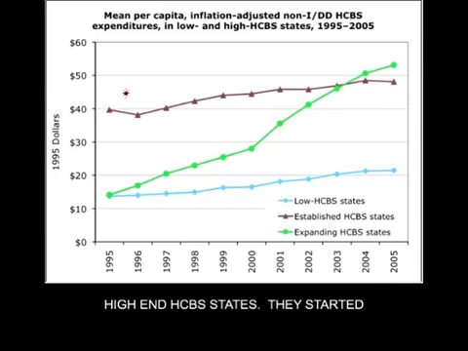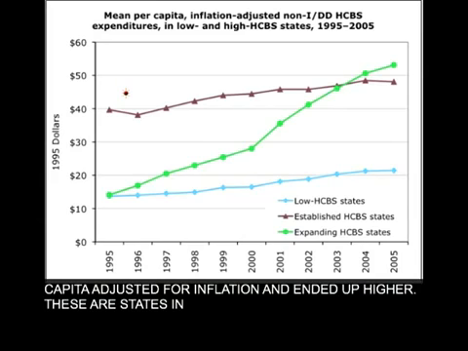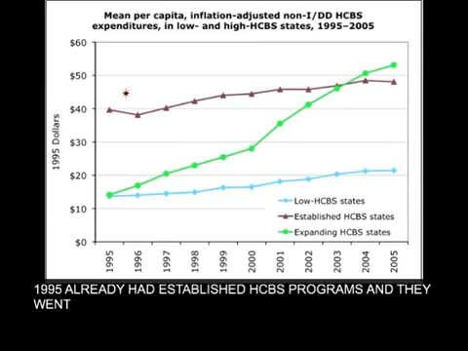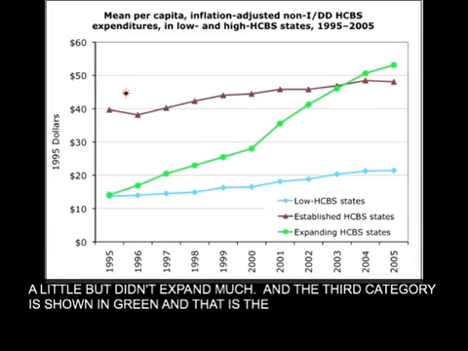I'm calling these established HCBS states because they started out high. They started out at about $40 per capita adjusted for inflation, and ended up a little bit higher, not very much, just under $50 per capita. So these are states that in 1995 already had well-established home and community-based services programs, and they went up a little, but they didn't really expand much.